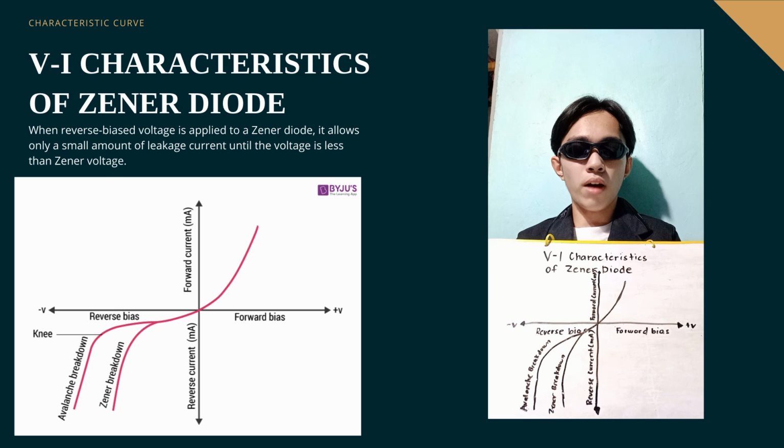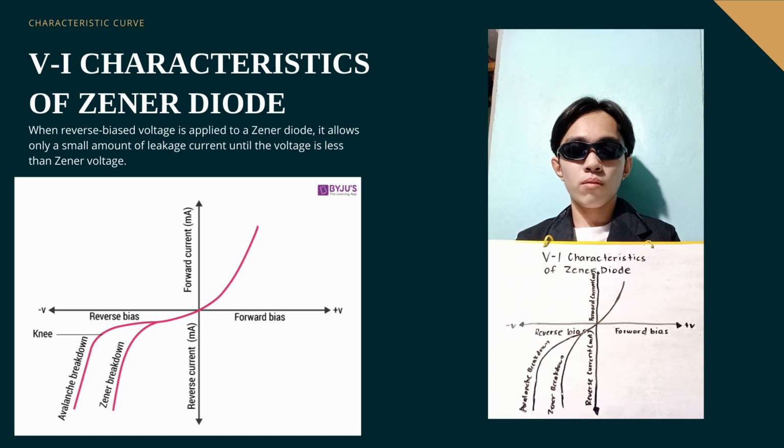At kapag forward bias, it works similar to the PN junction diode. It has a bias voltage between 0.3 and 0.7 volts. It has the forward bias characteristics which is represented in the first quadrant of the VI characteristics. At ang pangalawa nating tatalakayin ay all about reverse characteristics of Zener diode.